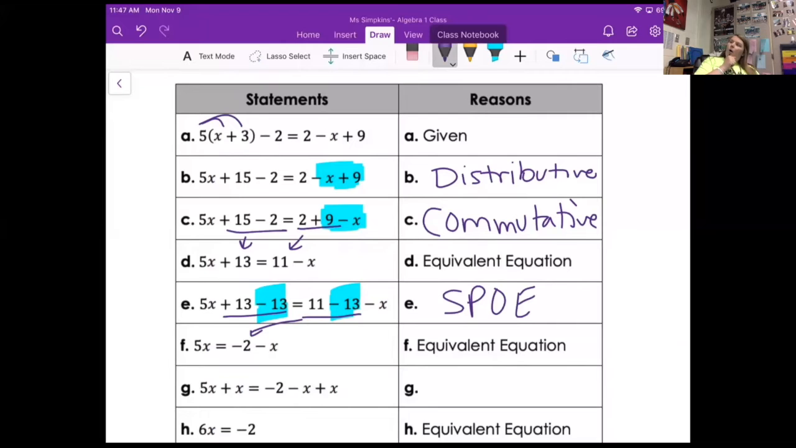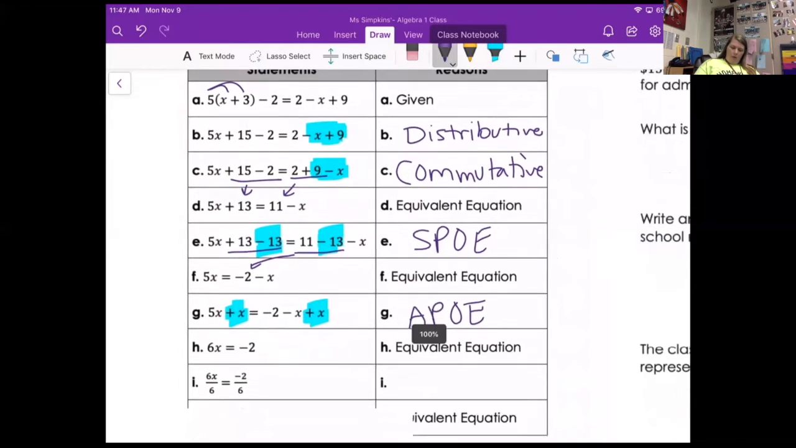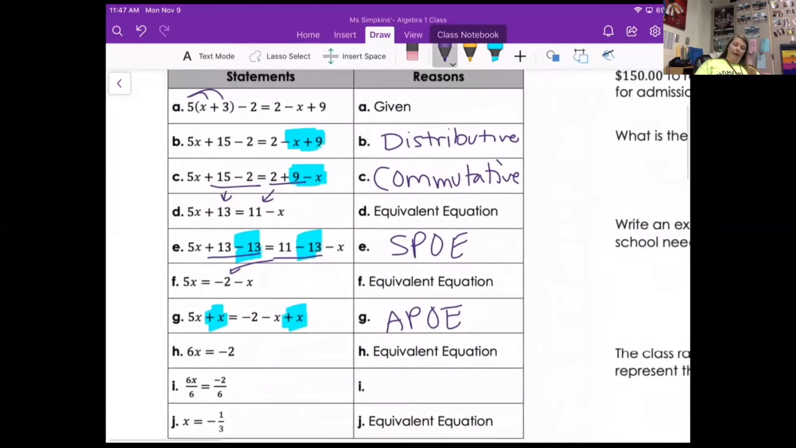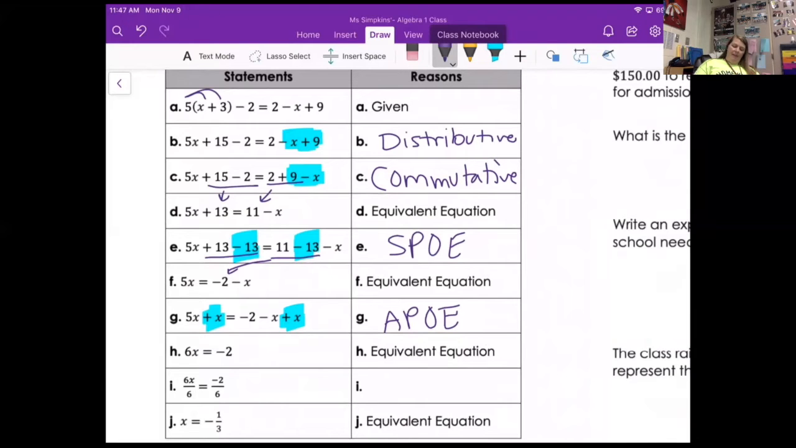All right, what about F to G? Robert, what about F to G? Addition property of equality. You'll notice that they added x to both sides. So that is the addition property of equality. And then on letter H, all they did was combine like terms. 5x and x would give us 6x. Negative x plus x would be 0. And then last one from H to I. What happened, Asa? Division property of equality. Yeah, divide by 6 would be division property of equality.